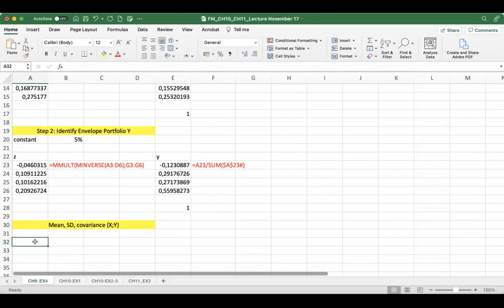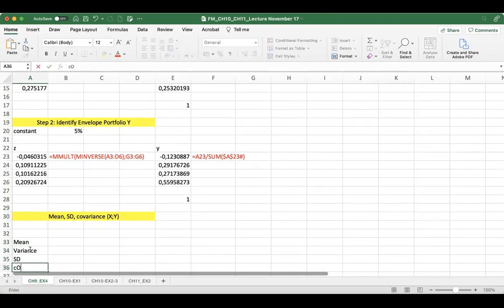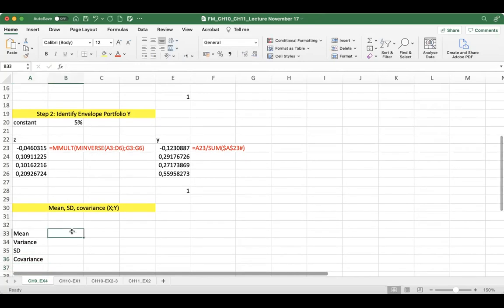So you have portfolio X, and so let's start by here. Mean, variance, then we can compute the standard deviation, and finally the covariance for portfolio X and portfolio Y.